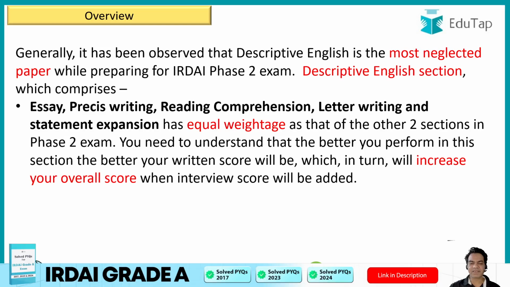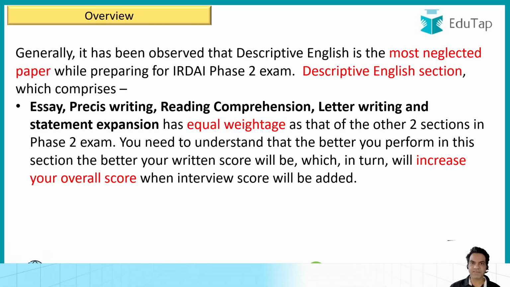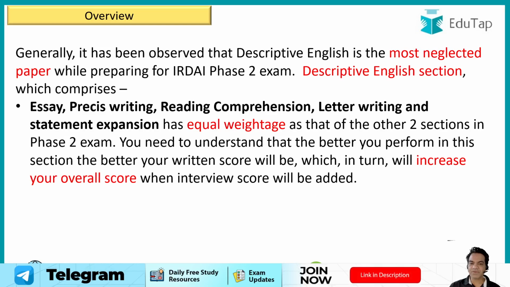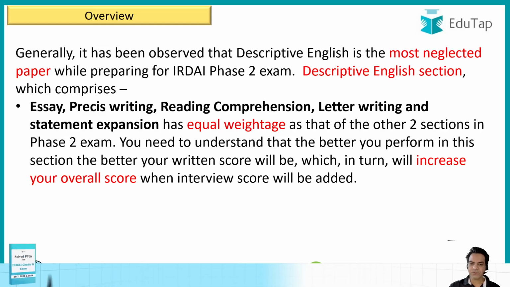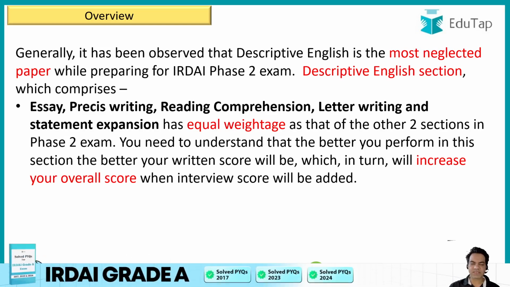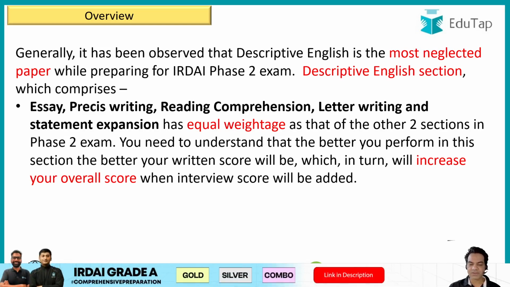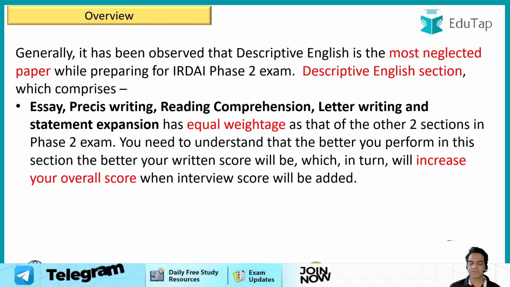So guys, please understand the descriptive English section, which comprises 5 questions: essay, precis, reading comprehension, letter writing and statement expansion. Now this paper has equal weightage to that of the other 2 sections in the phase 2 exam. So you need to understand that the better you perform in this section, the better your written score will be, which in turn will increase your overall score when the interview score is added for your final selection. So English is a paper which we call a game changer in selection in these exams.